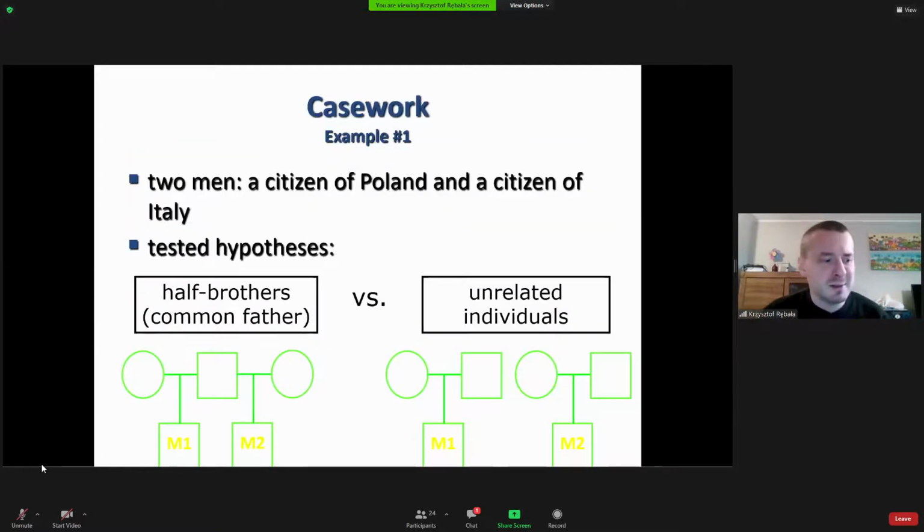Okay, another story from our casework concerned two men who came to us for kinship testing. Okay, the story was following. This is a case from our practice. Okay, one of them was a Pole, and another was an Italian. So why did they come to us?